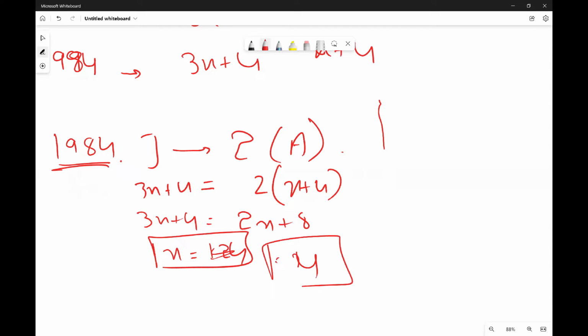अब हमने ये देखना है कि 1990 में, हमें पता है 1980 में एरन वाज 4 years old.